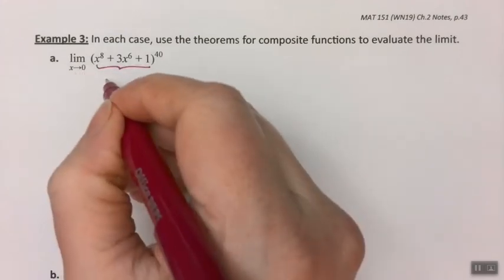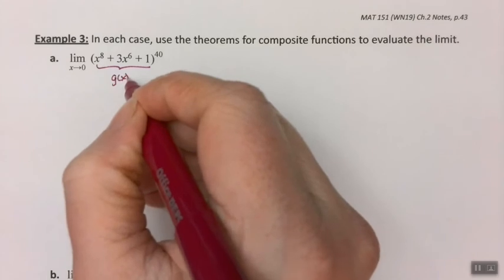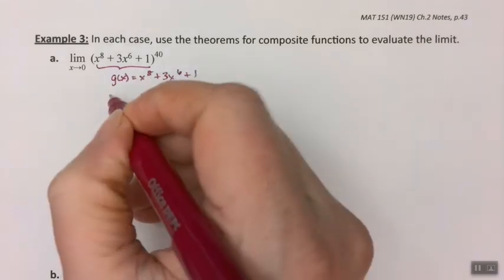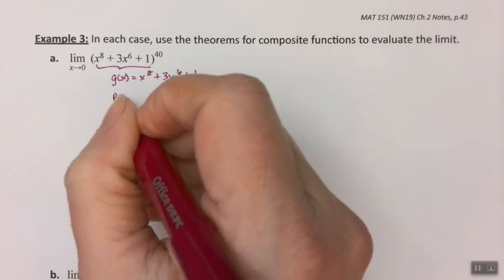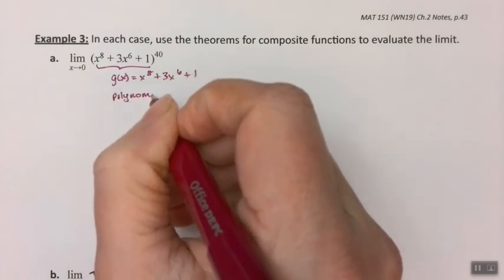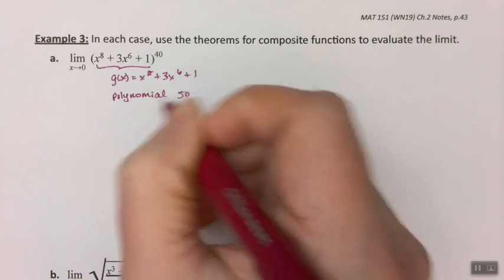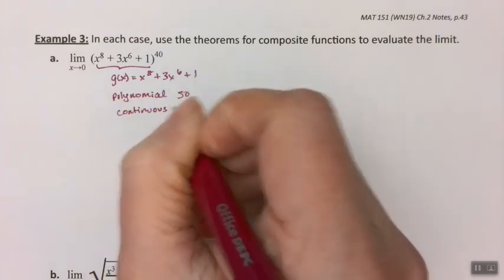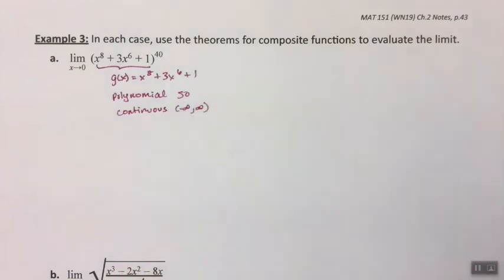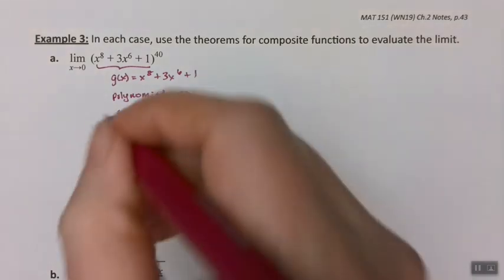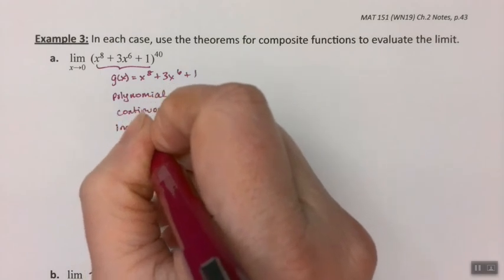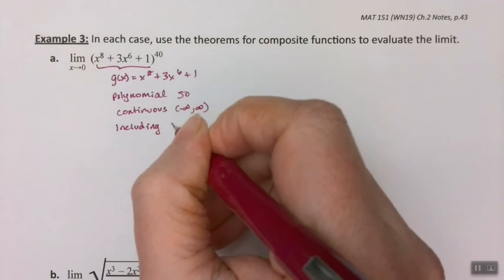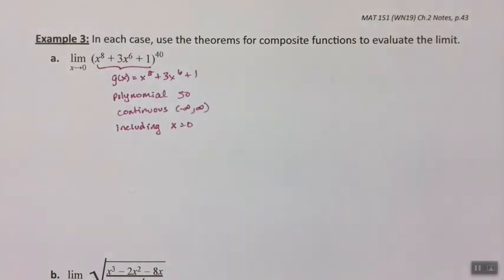So let me just write this. This inner function, g of x, which is x to the 8th plus 3x to the 6th plus 1, is a polynomial. So it is continuous from negative infinity to infinity, right? It's continuous everywhere, including at x equals 0, because 0 is the limit that I'm interested in. All right, now how does that help me?